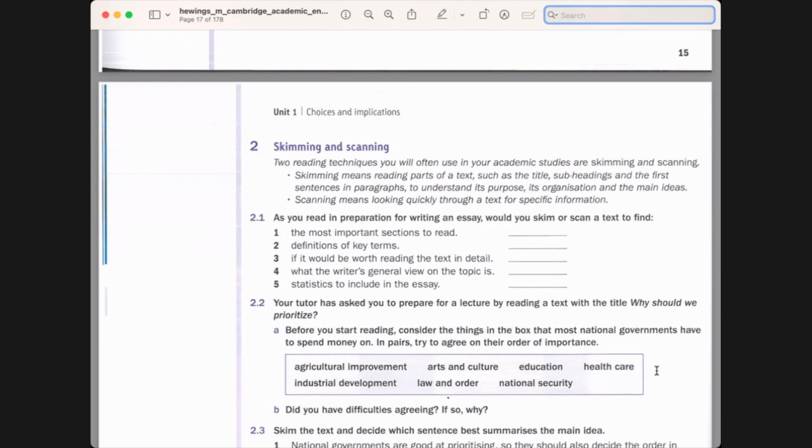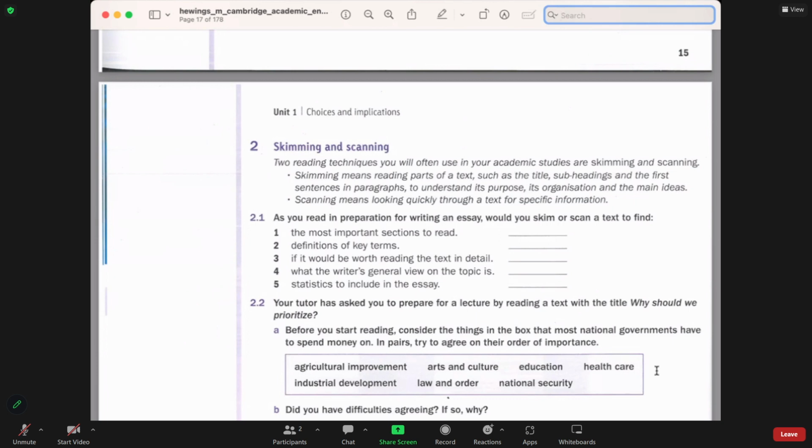Okay, and in part 2.1, we have to decide whether, in preparation for writing an essay, you would skim or scan the text to find: what technique would you use? Okay, the most important section to read. Would you skim or scan? Yes. Definitions of key terms.